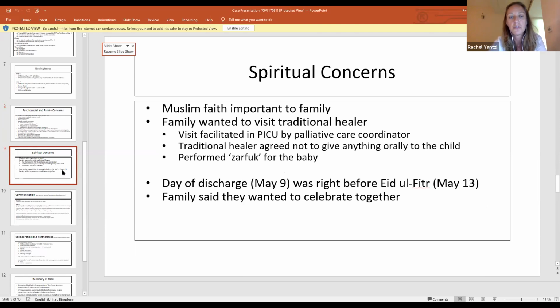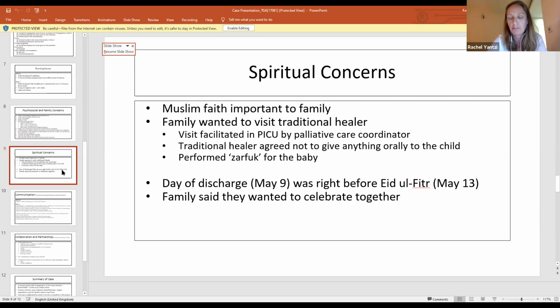Spiritual concerns. This is a Muslim family and their faith is quite important to them. At one point, the family said that they wanted to go home to see a traditional healer. So this was one of the first times that my colleague Johnny was able to facilitate a visit by the traditional healer in the pediatric ICU. He spoke first with the traditional healer to make sure the person understood that the agreement was that he couldn't give any sort of internal medications for the baby to take orally.